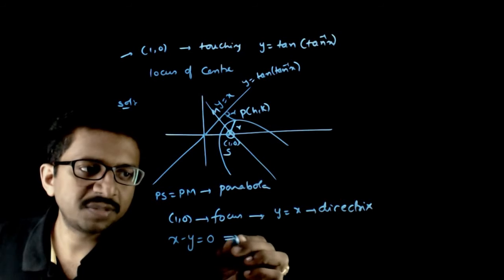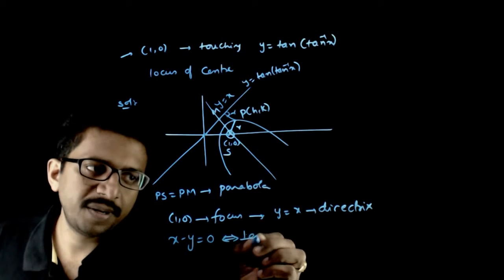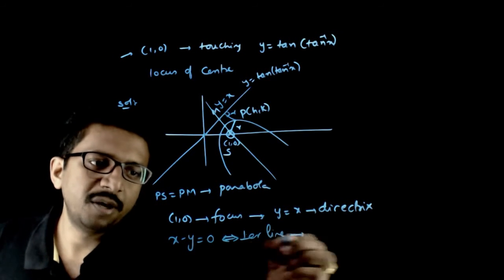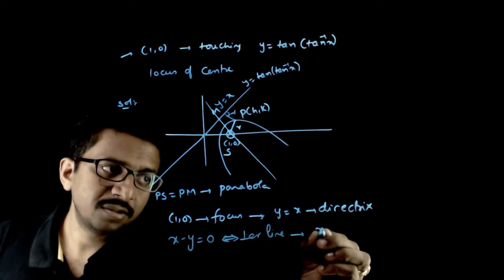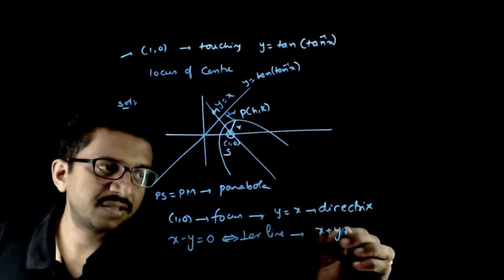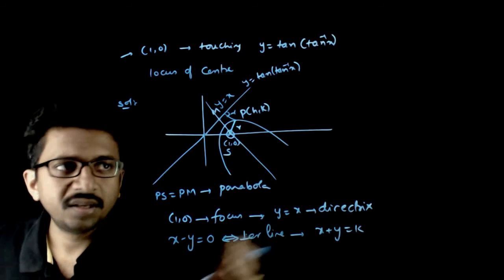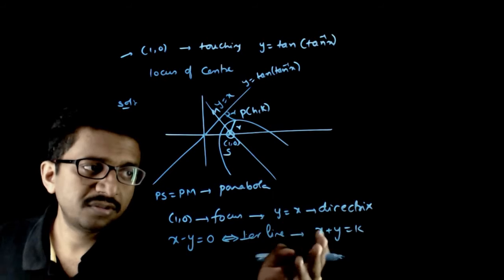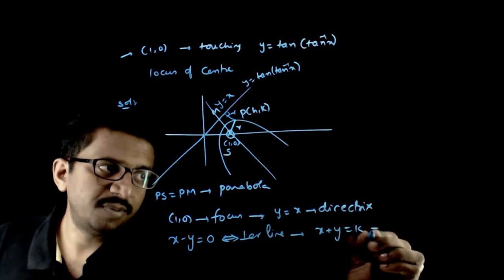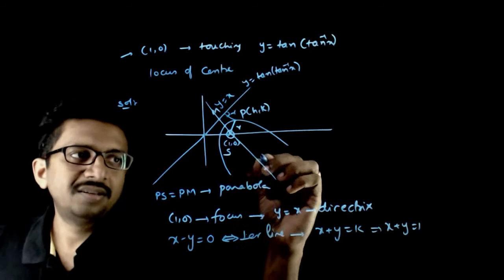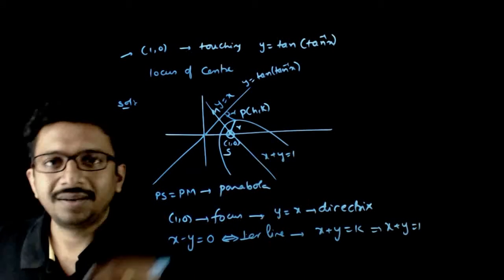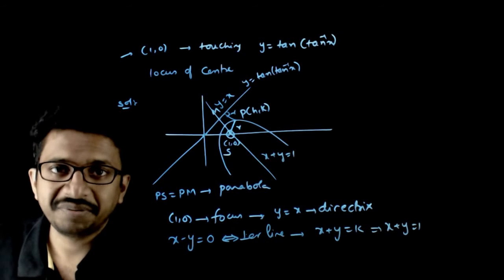So what is a line which is perpendicular to this? The slope of this is plus 1, so the perpendicular line will be of the form x plus y equals some k. It has to pass through (1, 0). If you substitute (1, 0), k will be equal to 1. So x plus y equals 1 is the axis of symmetry.